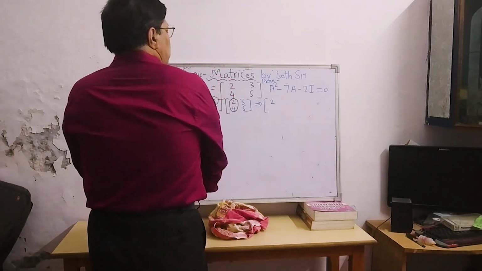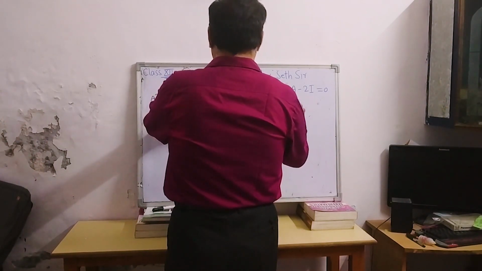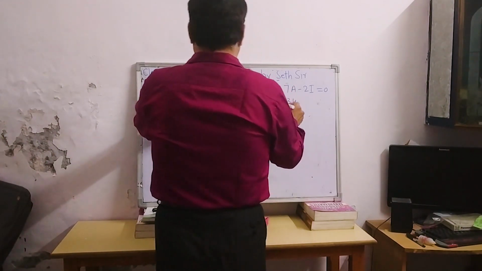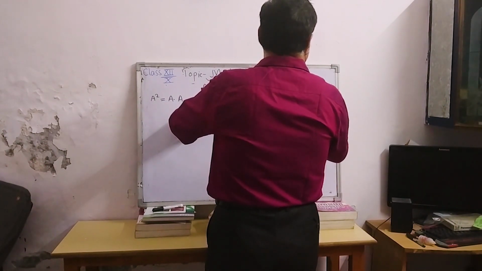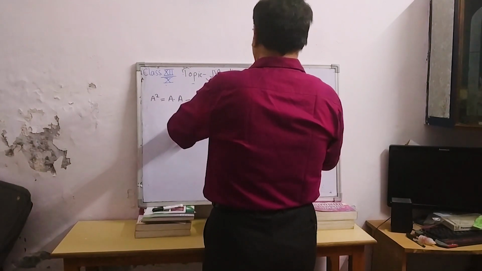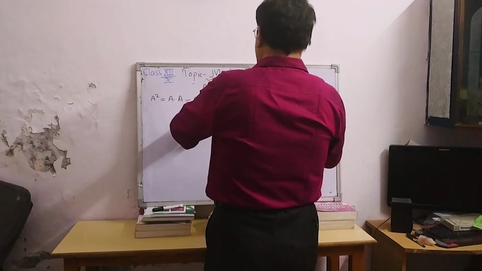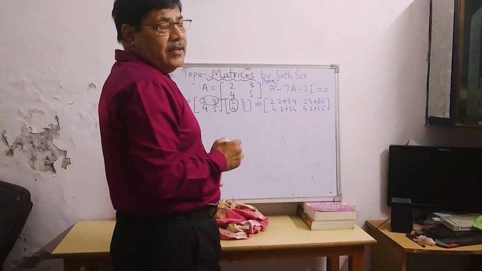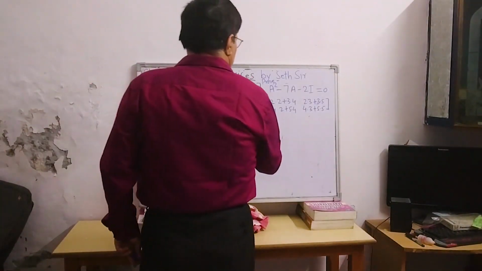You will get 2 into 2 plus 3 into 4. Now these terms will be multiplied again by the next column. So 2 into 3 plus 3 into 5. Now 4 into 2 plus 5 into 4, then 4 into 3 plus 5 into 5. Clear? Same thing as I told you about how to do the multiplication. Now simplify it. What will come?